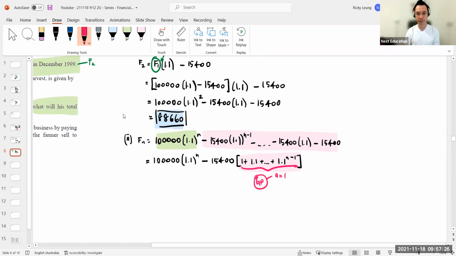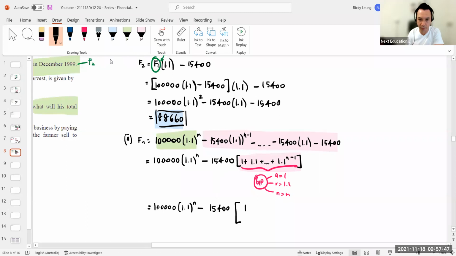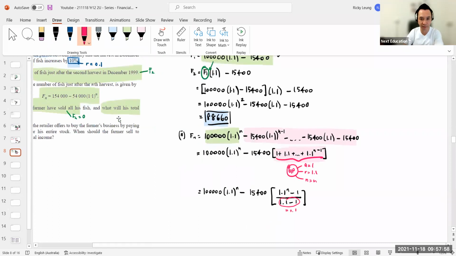A is 1, R is 1.1, n equals n, right? What's going for you in this question is that the numbers are quite nice. 10% growth rate of fish, not interest rate. It's nice, and so I'm just once again going very robotic here. I know it's going to be 1 times 1.1 to the power of n minus 1, over 1.1 minus 1. This is nice because that is just 0.1, which is times by 10. That's how they get the figures there.